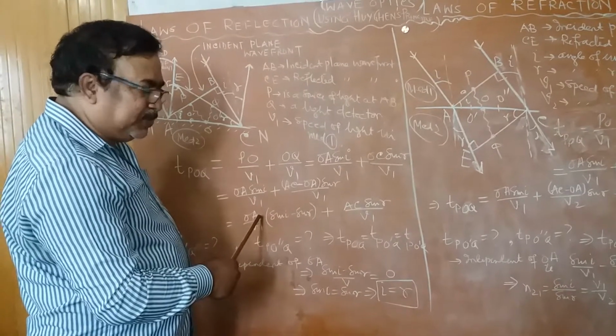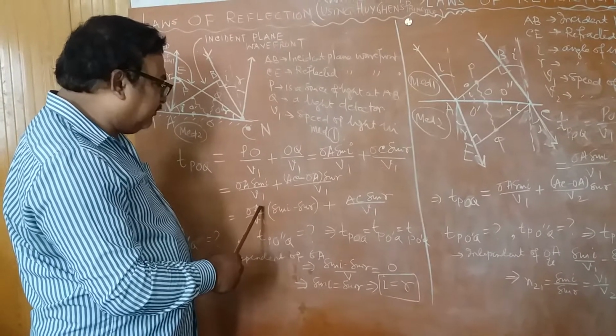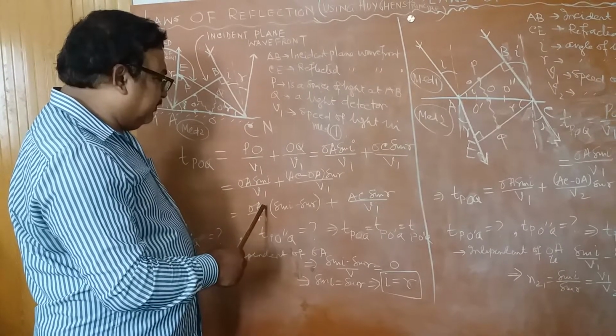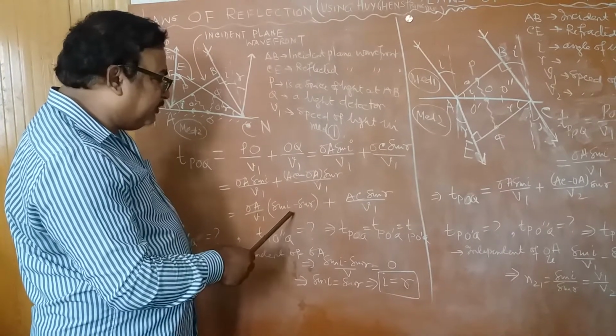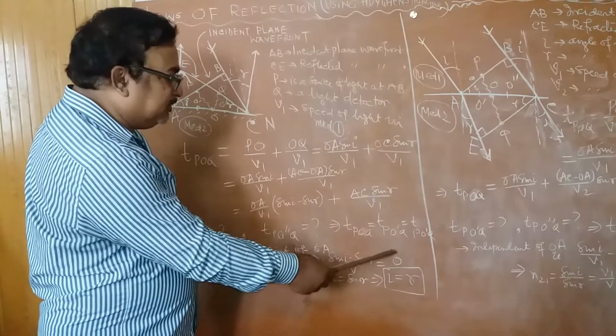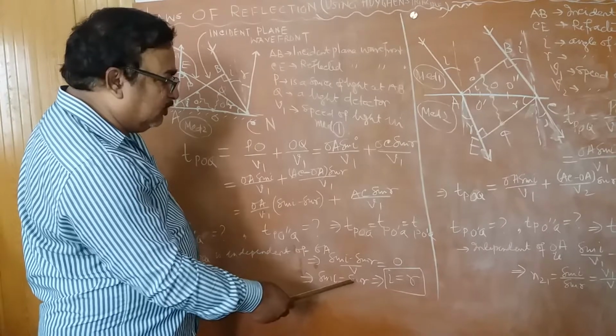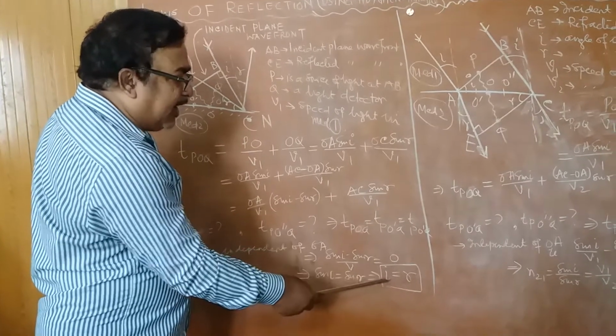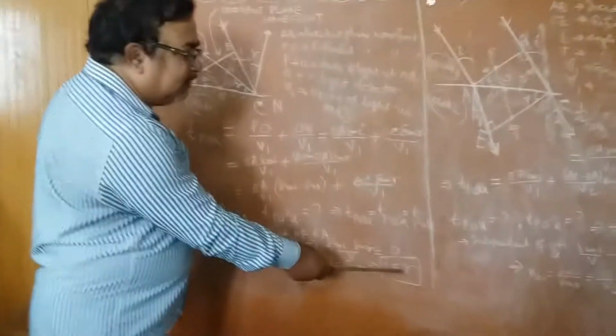So if any expression is independent of a variable, then its coefficient should vanish. So sin I minus sin R by V should be 0. Therefore, sin I equal to sin R, so I equal to R. Angle of incidence equal to angle of reflection.